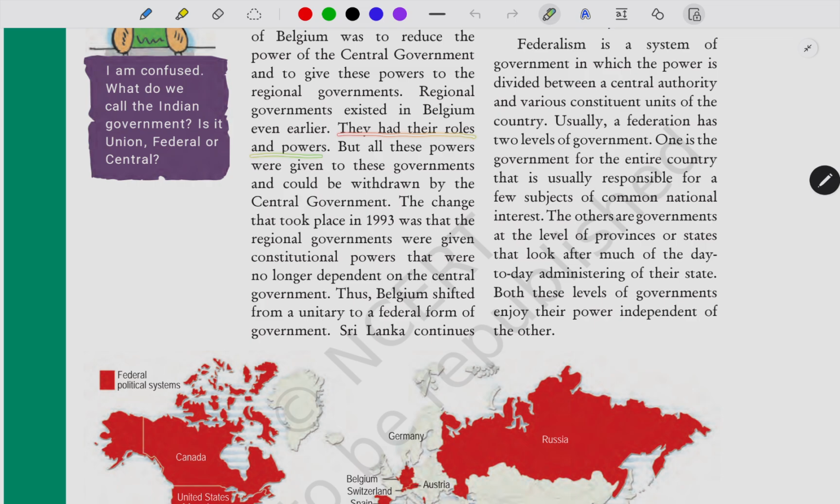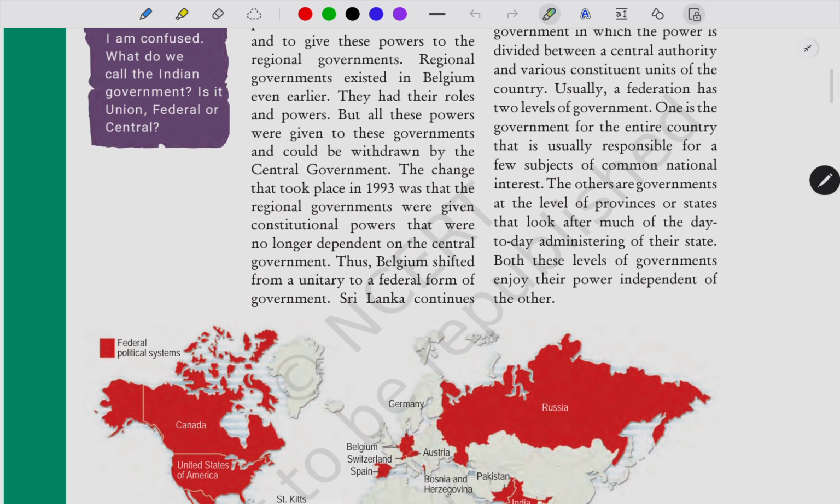They had their roles and powers. But all these powers were given to these governments and could be withdrawn by the central government. The change that took place in 1993 was that the regional governments were given constitutional powers that were no longer dependent on the central government. Now, this is an important fact. You can use this in exams and maybe score some extra points. Thus, Belgium shifted from a unitary to a federal form of government.